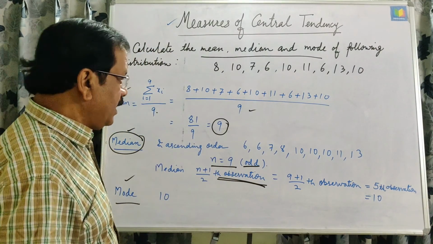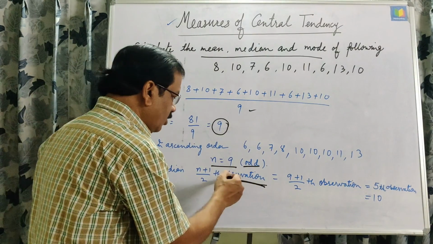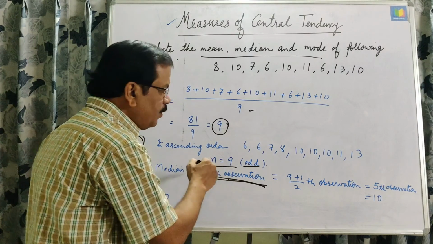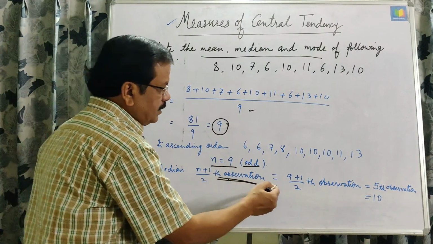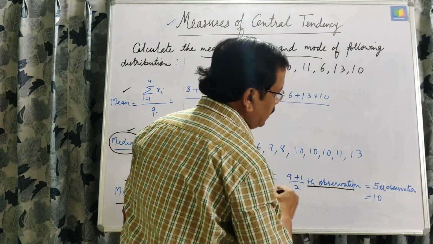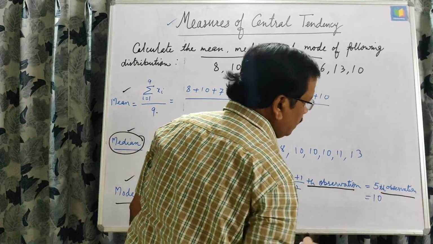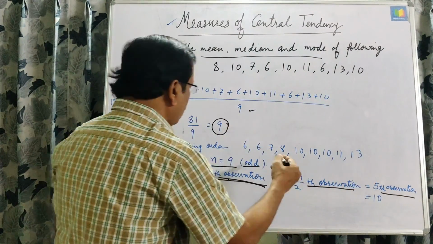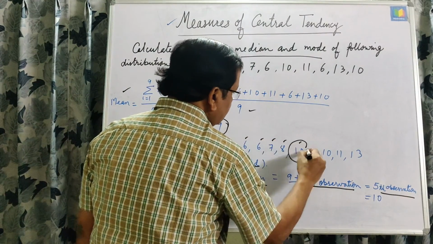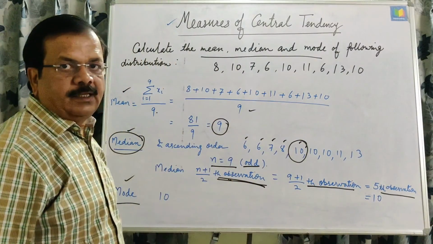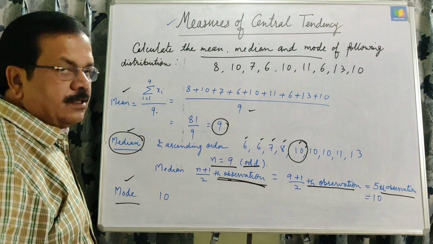Sometimes the students get confused and they are not writing the th observation and they are taking this value as the median. That will not be the value. Actually it is the th observation, that is, the 5th observation, so you come to the given data: 1, 2, 3, 4, 5. This is 10. This will be the median.